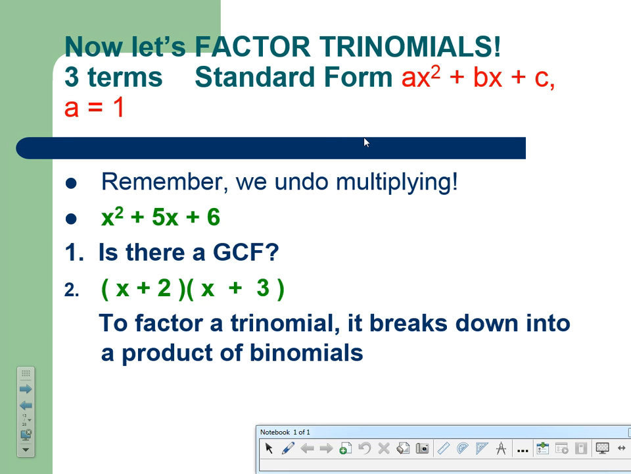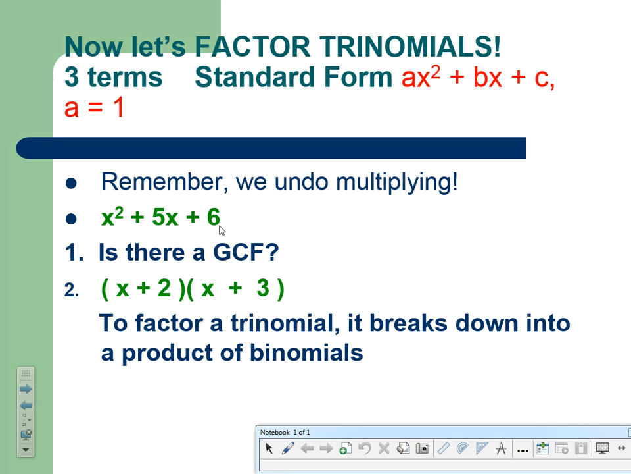Today, we will factor trinomials. When a trinomial is in standard form, it looks like this: ax squared plus bx plus c. And today, all of the trinomials that we factor will have an a equal to 1. Here is an example of a quadratic trinomial where a is equal to 1: x squared plus 5x plus 6.